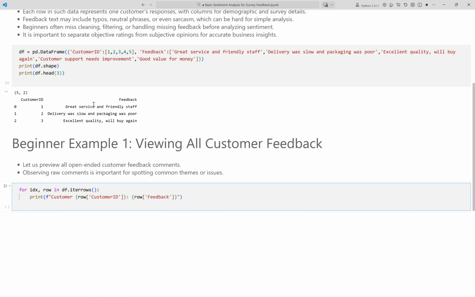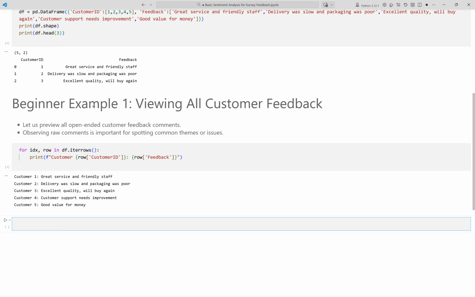Running the cell now. Here, we loop through each customer's feedback and print it out, allowing us to see all raw comments in one place. Notice the variety in feedback, from praise to concerns, which helps us identify common themes like service quality and delivery issues. This step is crucial for understanding the overall customer experience before deeper analyses.